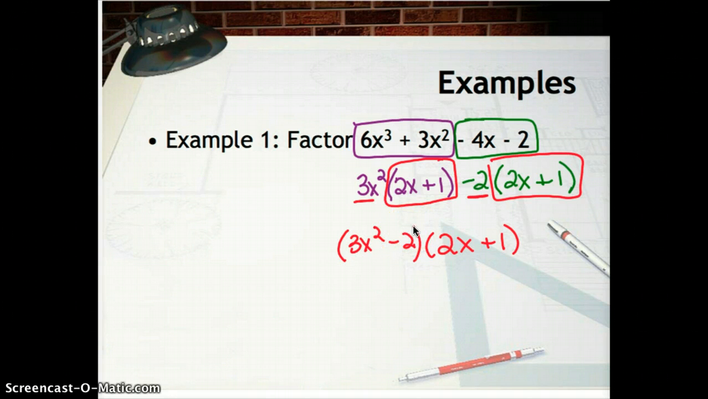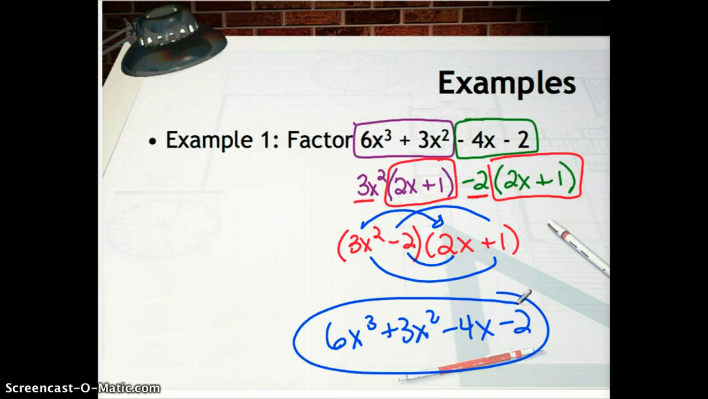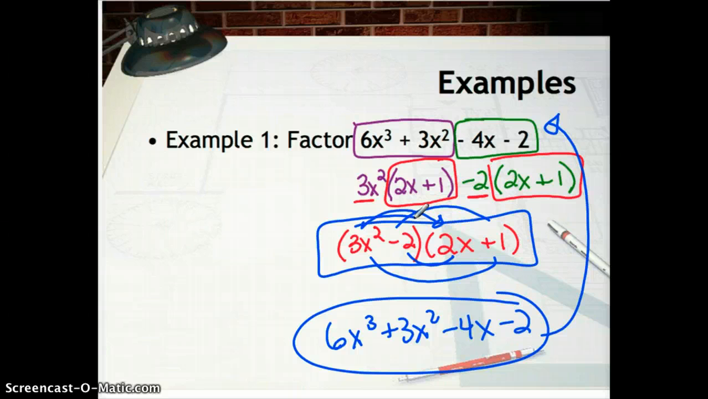Because this is tricky, I want you to get in the habit of seeing if it works and if it checks out. So I'm going to go ahead and multiply this out using the distributive property. So 3x squared times 2x is 6x cubed. 3x squared times 1 is 3x squared. Negative 2 times 2x is negative 4x. And negative 2 times 1 is negative 2. Lo and behold, that gets what I had before. So it checked out, but my final answer is this one, 3x squared minus 2 times 2x plus 1.